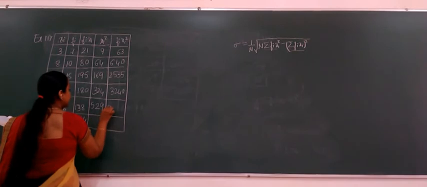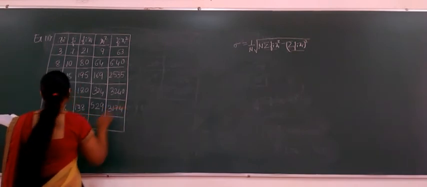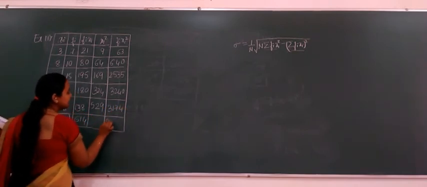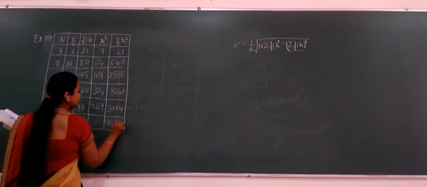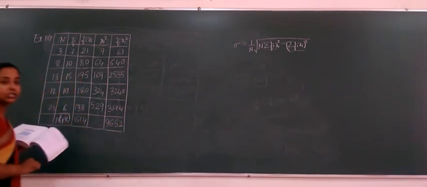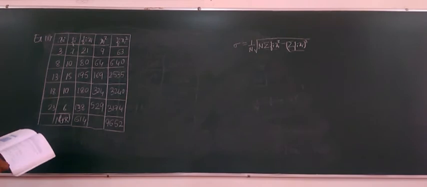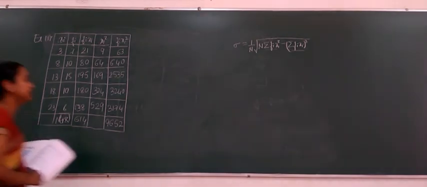3240. 3174. And the total sum is 9652. Okay, so this is all what is required to calculate our standard deviation.